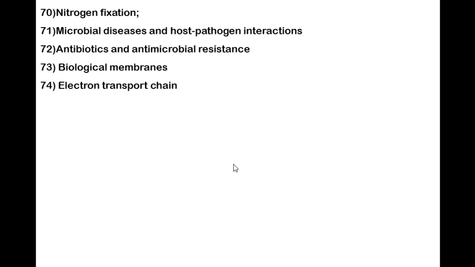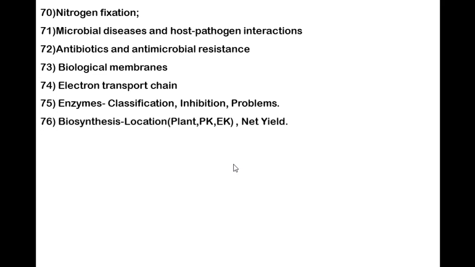Okay, next is electron transport chain, and inhibitors of electron transport chain. Of course, in biochemistry, metabolism is very, very important. Okay, next you need to study about enzymes, which include classification of enzymes, enzyme inhibition, enzyme kinetics, and various problems. Next is biosynthesis of various, like you need to study about different biological pathways, their location, and the net yield, how many ATPs are produced in glycolysis, and all those things. So you need to study about the location of biochemical pathways in plants, prokaryotes and eukaryotes.